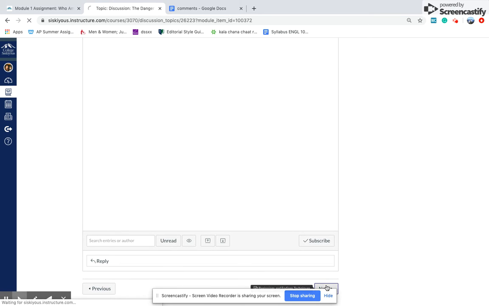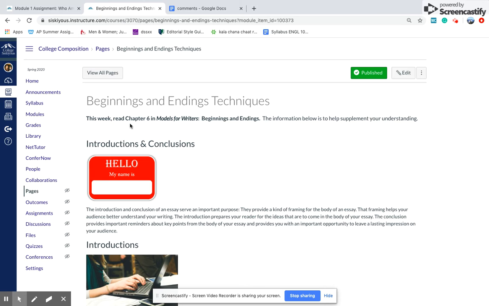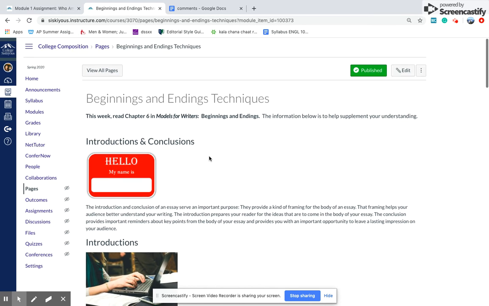Okay, so that is for week 3. Your chapter for week 3 is chapter 6 in Models for Writers. A lot of you actually mentioned in your last essay how beginning and ending writing was really hard for you, and that's super common. How to start and how to finish well is an art form, and it's something that you have to learn.